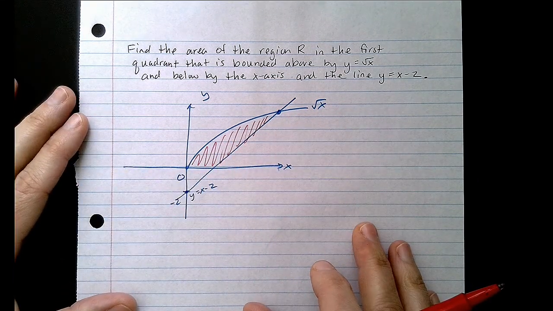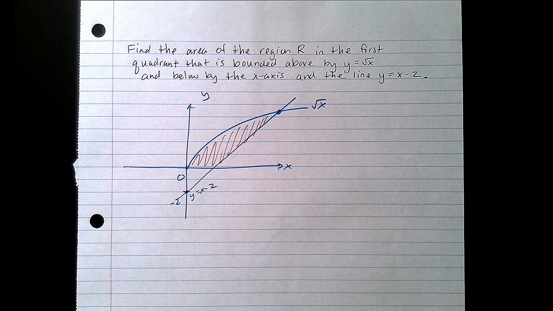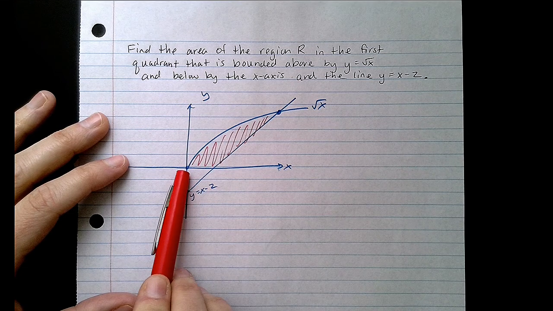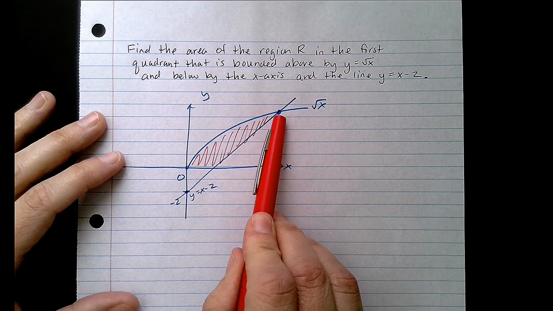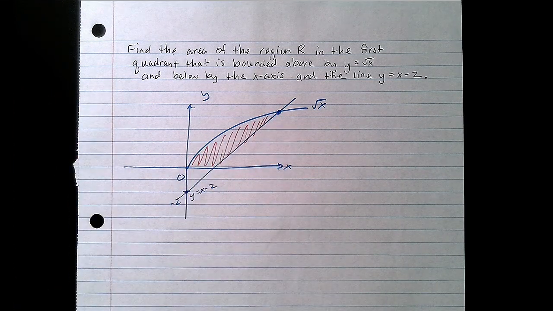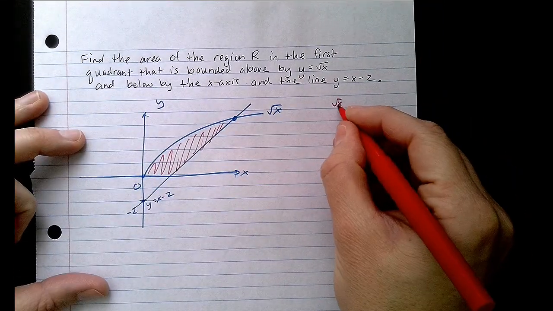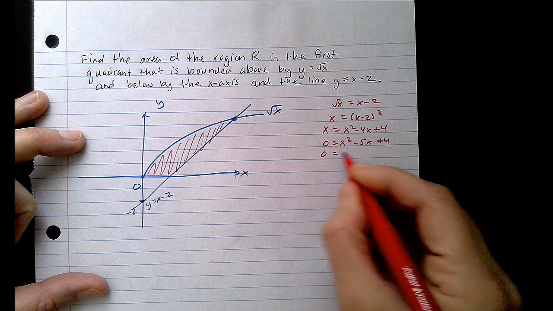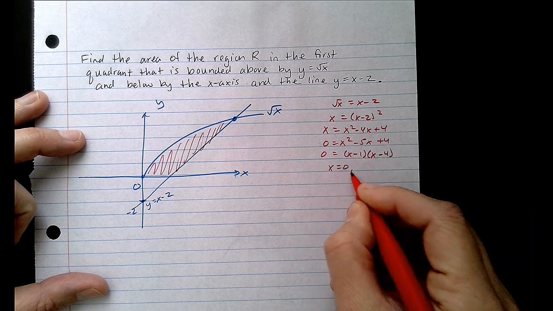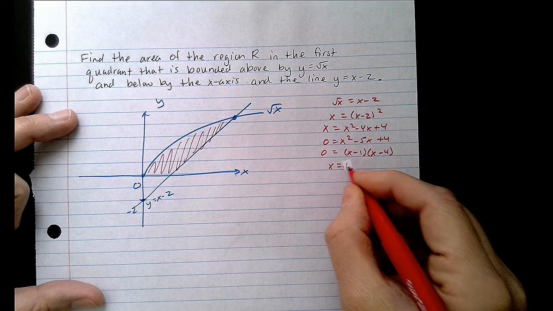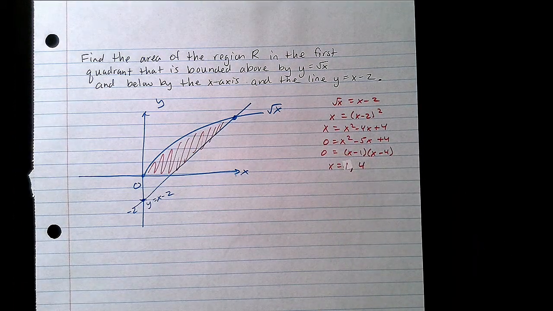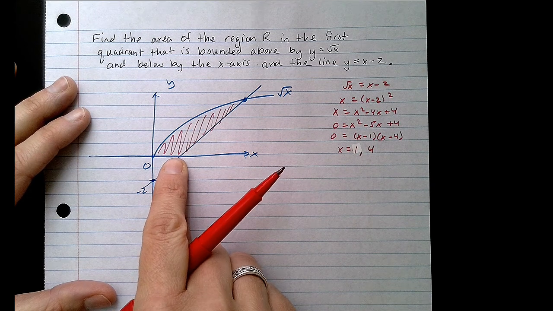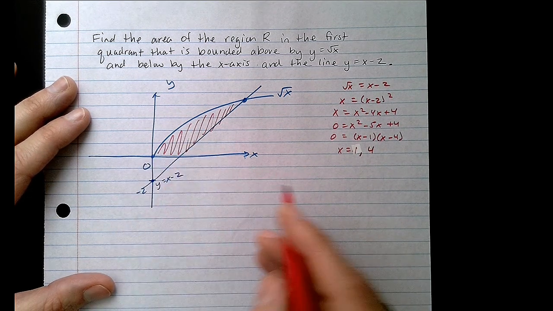Okay, so let's set up our problem. So it wants this whole region. So we know it's going to start at 0, so we need to know this point of intersection. I also need to know what is this point of intersection. So that's when the line is crossing the x-axis. So I'm going to figure that out as well.